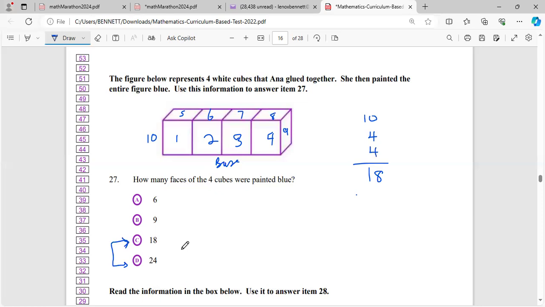All right, so you guys agree with Lakai, agree with Javin. Sir, my answer is 24. Alright, so I agree with you, Jeremiah. Still think it's 24? Let's reason it out. One easy way to look at it: the figure represents 4 white cubes and Anna glued them together. So 2 have glue up here, and another 2 here, so no paint can touch that.